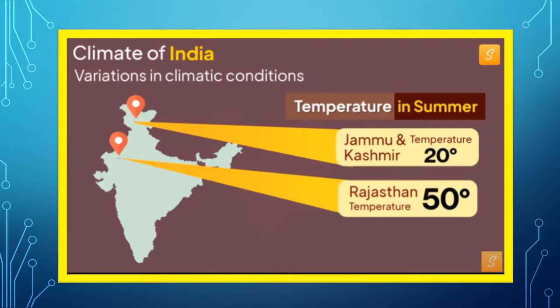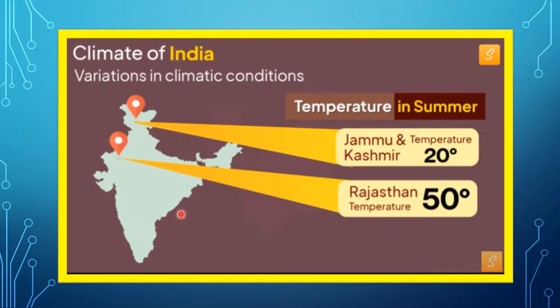Now we have mentioned that India has a monsoon type of climate, but that doesn't mean that this climate is the same throughout our country. Our country is very vast, and there are regional variations in climatic conditions. Let us take temperature and precipitation, that is rainfall.